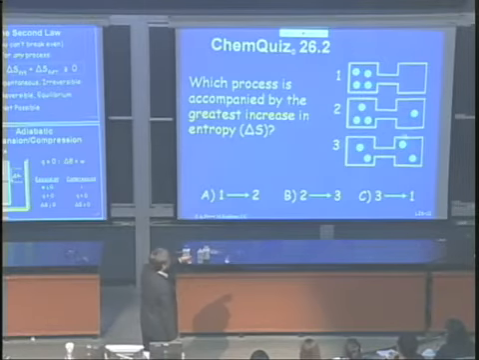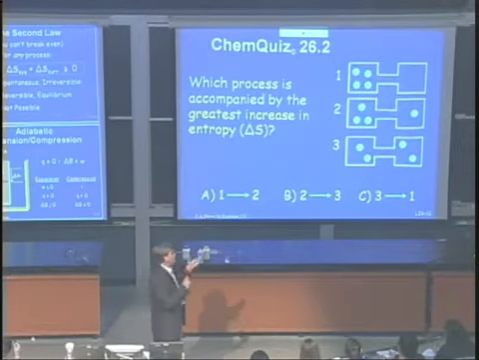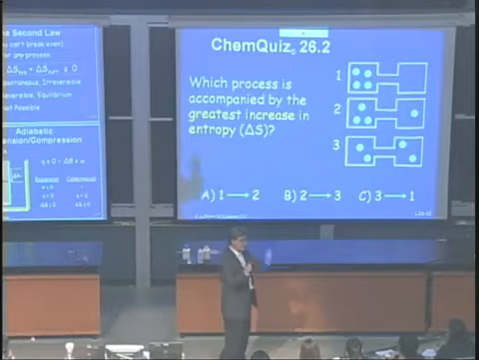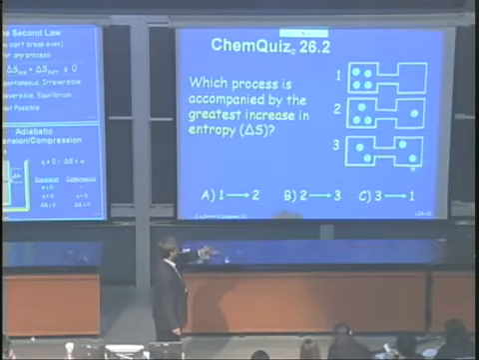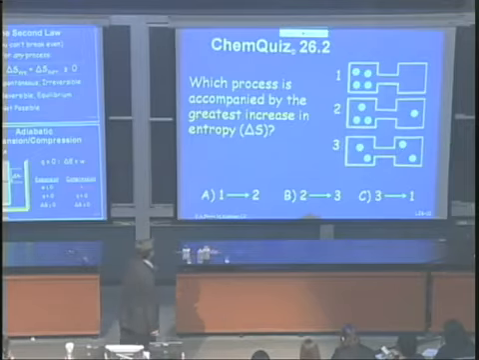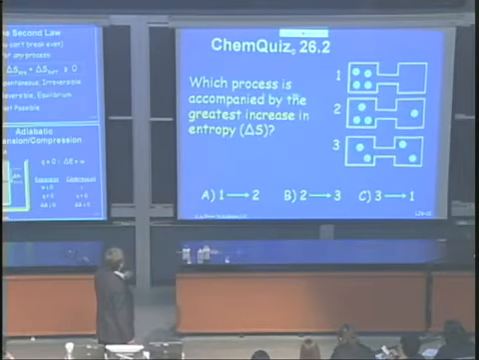And they have 2 and 2 in here. So you have to remember they have numbers on them. So you have to calculate the W for this. And then I'm asking you, which is accompanied by the greatest increase in entropy, delta S?